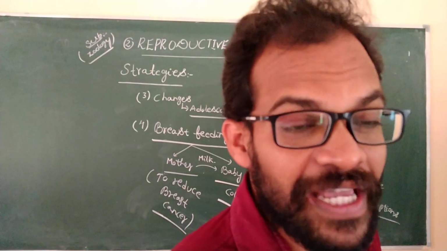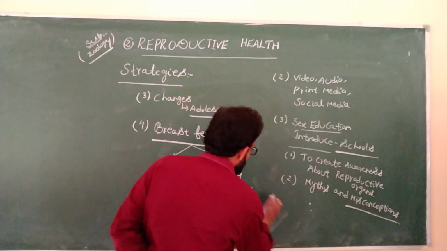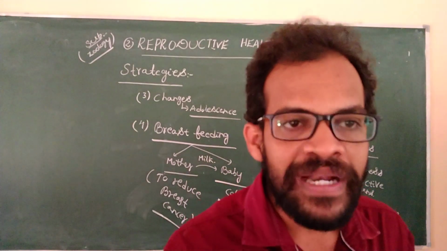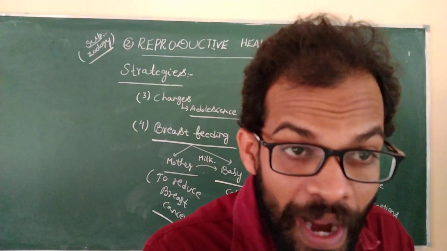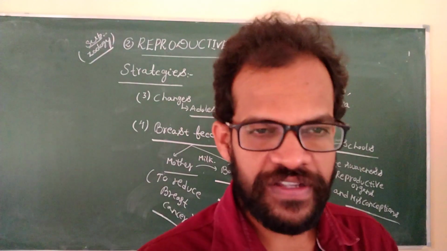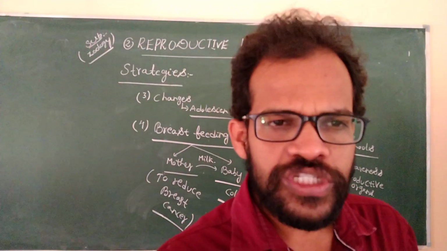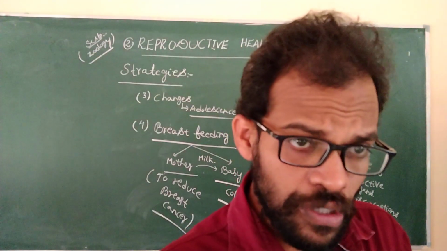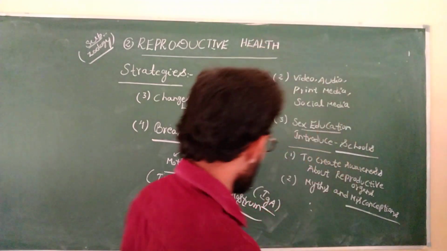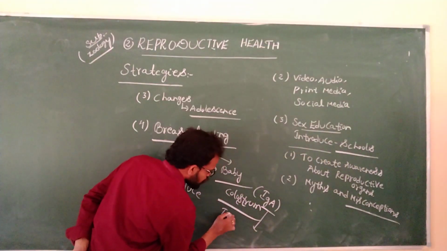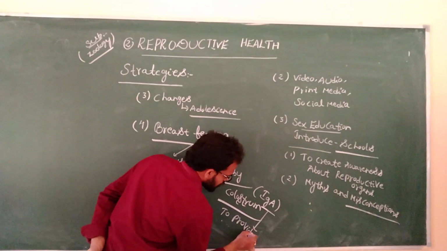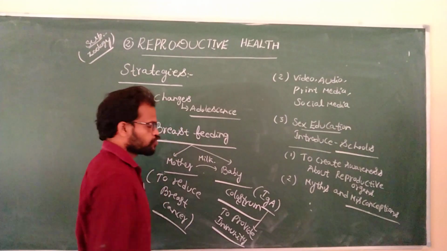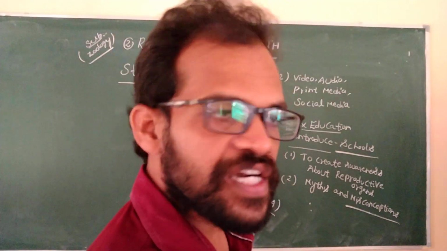This colostrum consists of immunoglobulin A. These immunoglobulin proteins provide immunity to the baby. After delivery, the baby's immune system is very weak. That's why the mother gives milk to the baby, to provide more immunity. It is also one strategy.